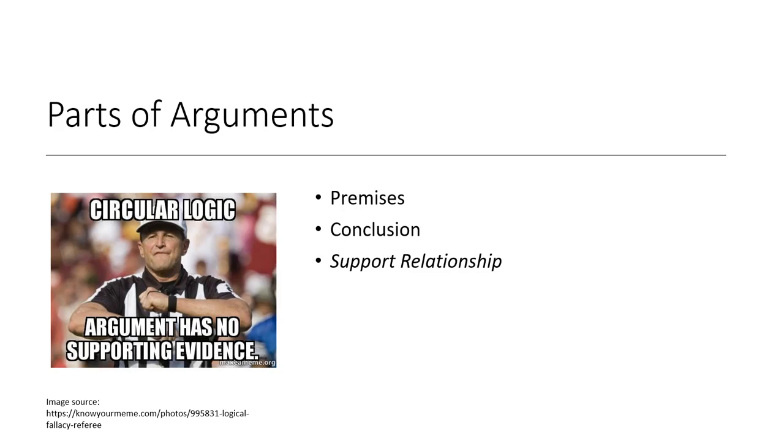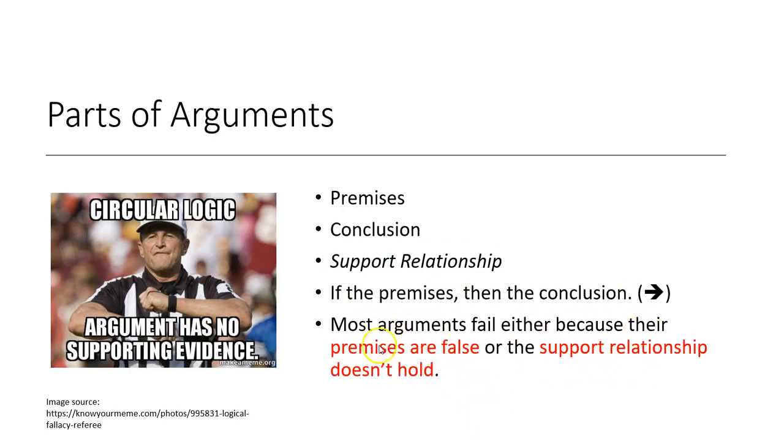Okay, premises support a conclusion. Now, sometimes arguments go wrong because the premises are irrelevant to the conclusion, or because the premises don't support the conclusion, or because the conclusion is used itself as a premise, and a conclusion can't support itself. That's what circular logic is. So what happens here is you have this logical relationship of if the premises, then the conclusion. Most arguments fail either because their premises are false or the support relationship doesn't hold. So really, pay attention to that logical glue that holds the premises and the conclusion together. That's what I mean by a support relationship.